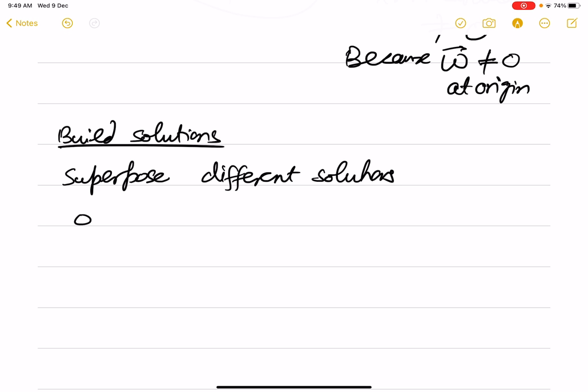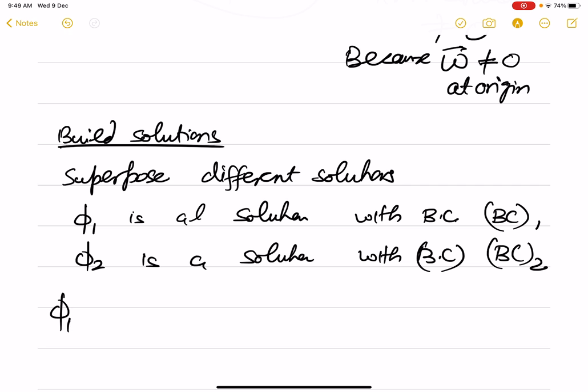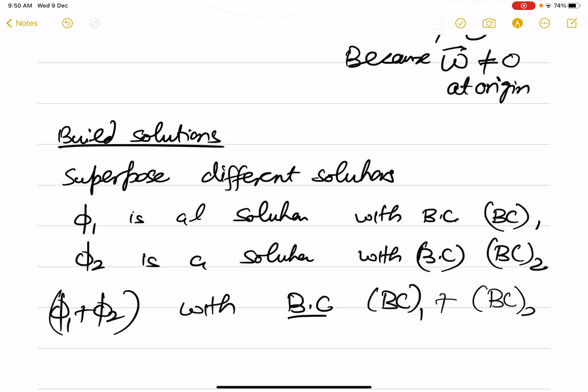We have seen this because these are linear flows. If phi1 is a solution with boundary condition BC1, and if phi2 is also a solution with boundary condition BC2, then phi1 plus phi2 with boundary condition BC1 plus BC2 is also a solution.